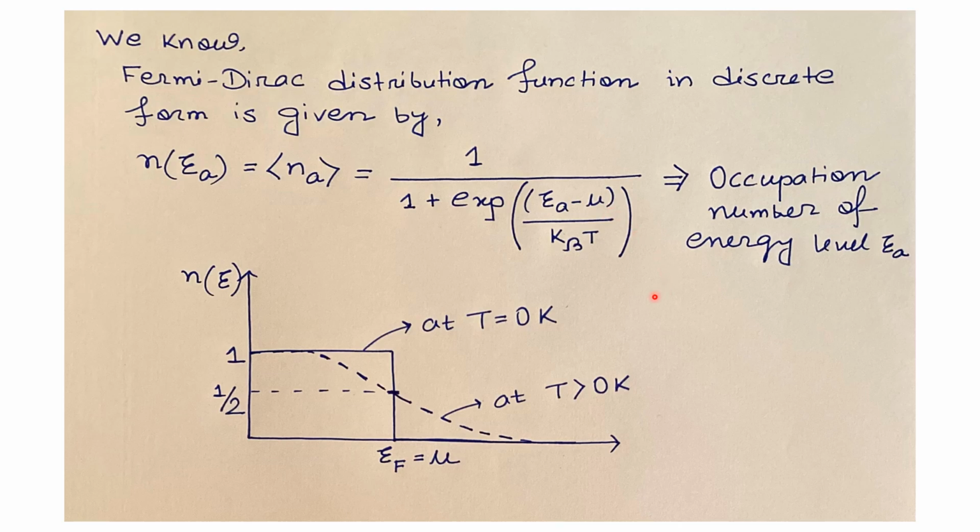Now, if we want to see the plot of this function, then we'll get two natures of this function. That is, at T equals to 0, it will be a step function. So this function will have value 1 below the energy EF equals to mu, and at T greater than 0 Kelvin it will be a decreasing function like this, and at mu it will have 50% occupation probability, that is it will have a value half.